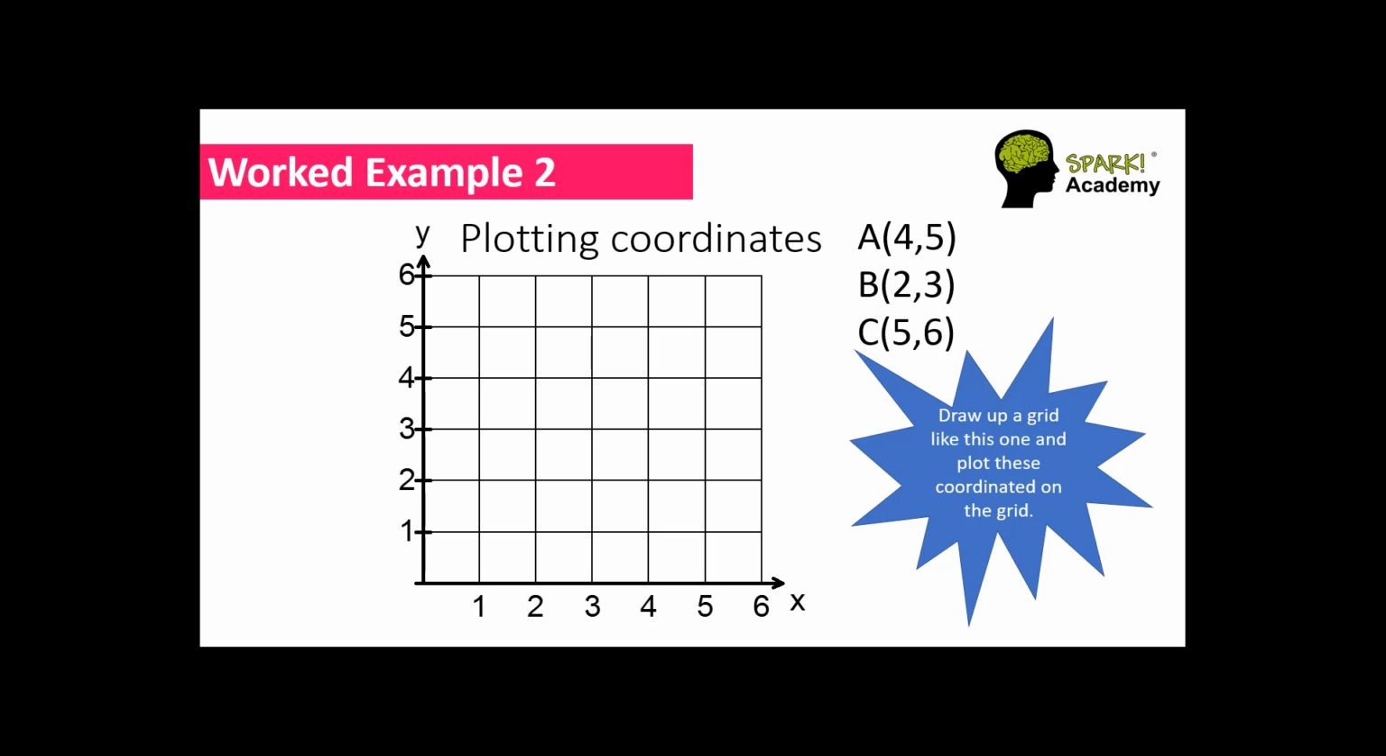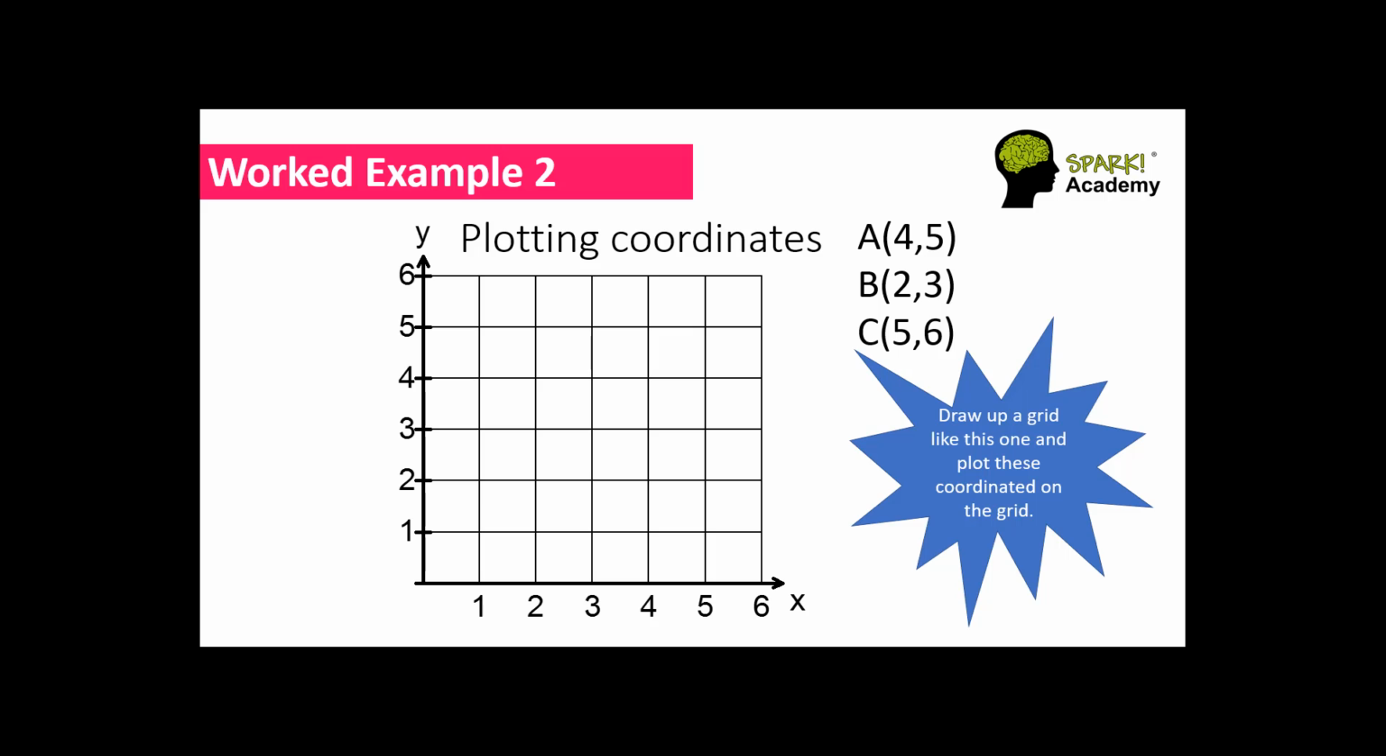I wonder if you could have a go at plotting your own coordinates now. So what I'd like you to do is draw up a grid like this one and plot the coordinates on this grid. So you need to do a y-axis, which is your vertical line, and an x-axis, which is your horizontal line. It goes from 0 up to 6 and then 0 up to 6.